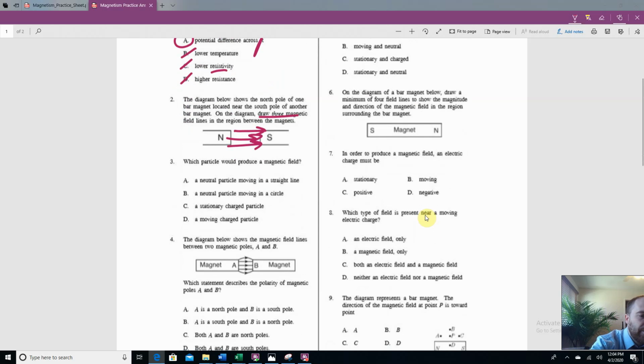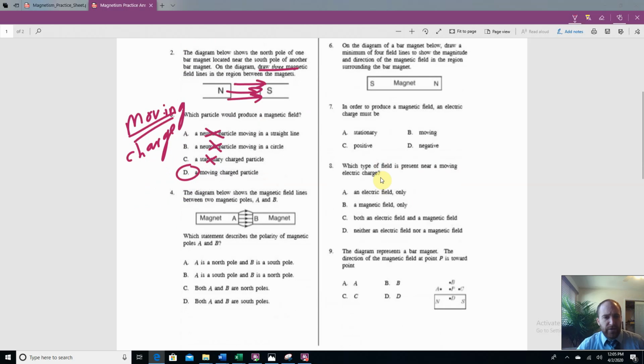Which particle would produce a magnetic field? Okay, to create magnetism, the important part, if you watch the video, I really tried to make a big deal out of this, is that it must be moving charge. Moving charge creates magnetism. So let's go through all of these and see which one fits. A neutral particle? No, that's not charge. A neutral particle? That's not charge. A stationary charged particle. I like that it's charged, but stationary is bad, right? It has to be moving charge to create this. The answer is D.